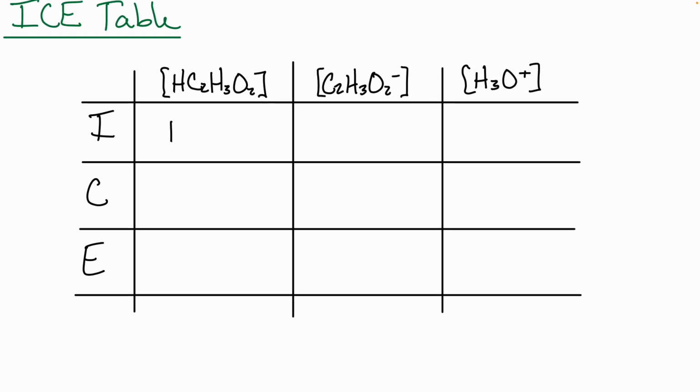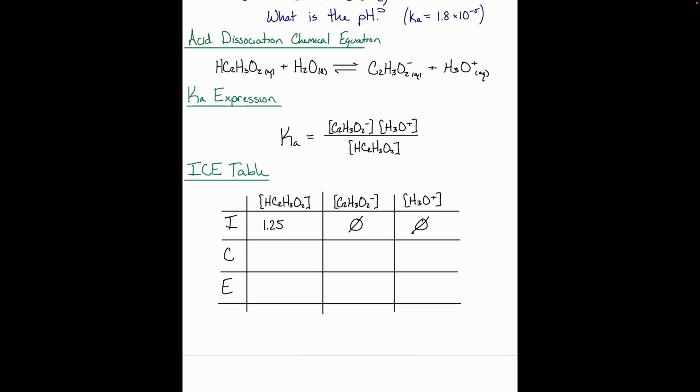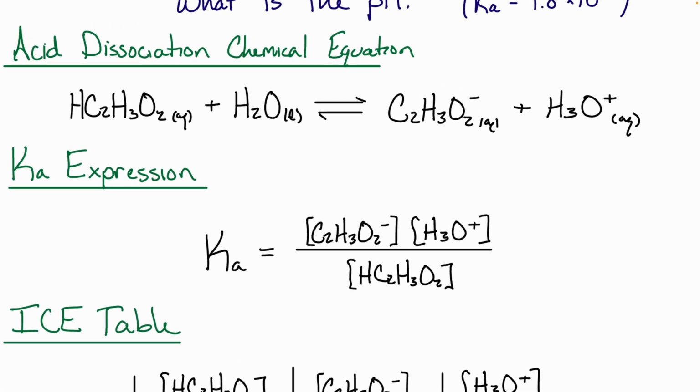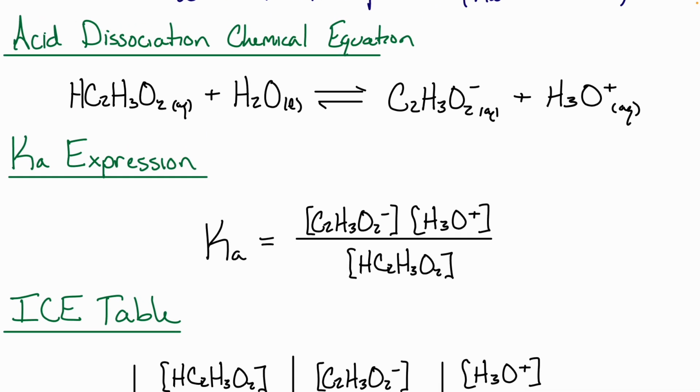So filling out my ICE table here, my initial concentration of my acid is 1.25 molar. I don't have any of my products from my acid dissociation equation. Just to start at the jump here, remember the acid dissociation equation is that very special equation where we're reacting our acid with water to form its conjugate base and hydronium, right? These are the reactions that we have those Ka values for.